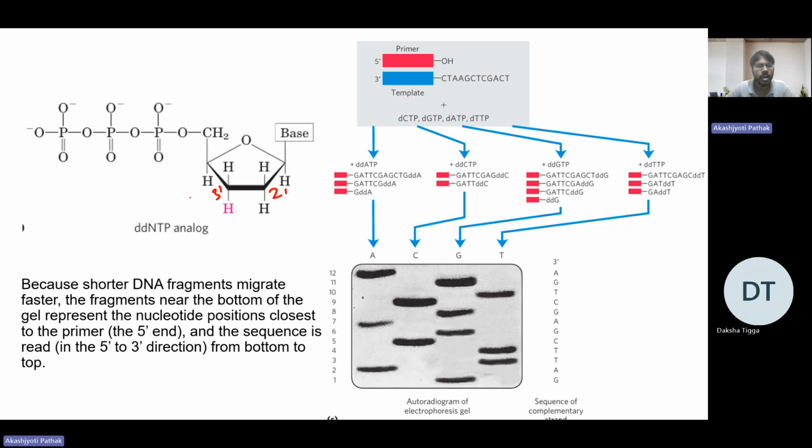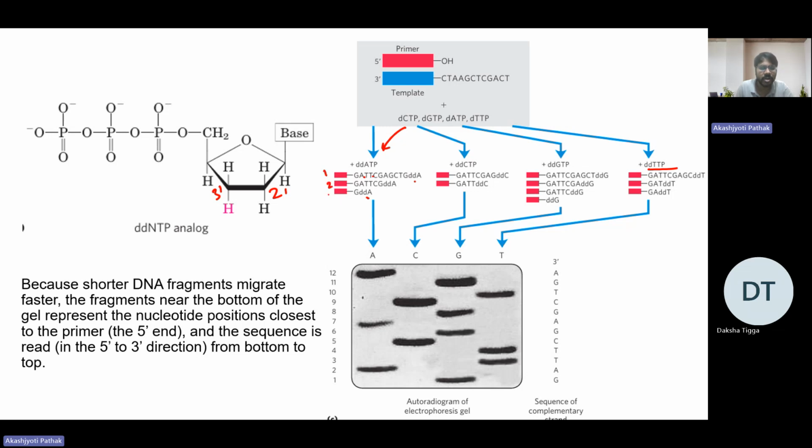Here you can see, as I was explaining, that you set up four different reactions. In all of these, you have dCTP, dGTP, dATP, dTTP. But in one of the reactions, you have added ddATP; in another, ddCTP; in the third, ddGTP; and in the fourth, ddTTP. Now what will happen? The polymerase will keep adding the nucleotides one by one, but once a ddATP is attached, the reaction will stop immediately. So you are getting different fragments.